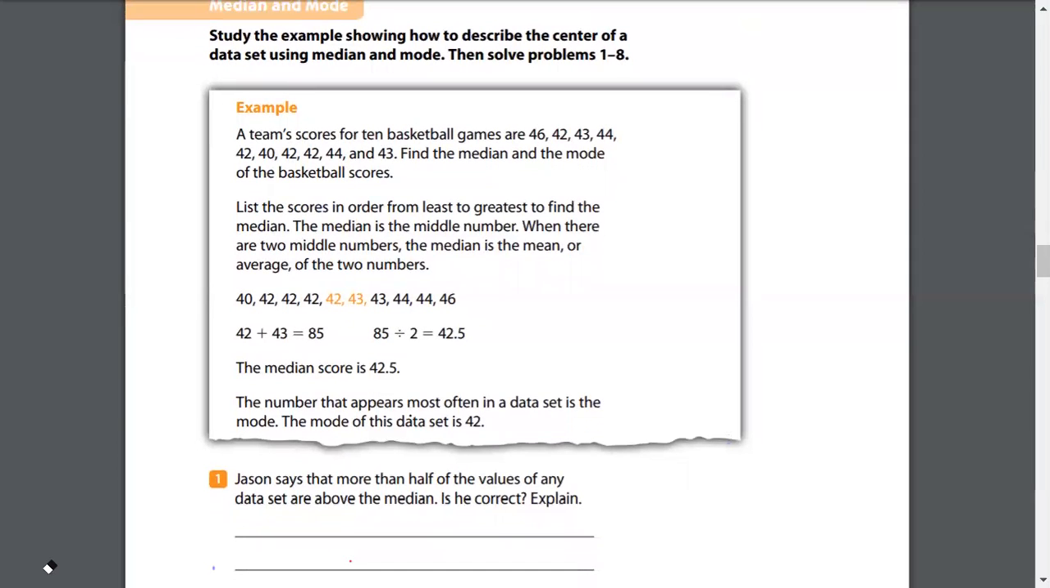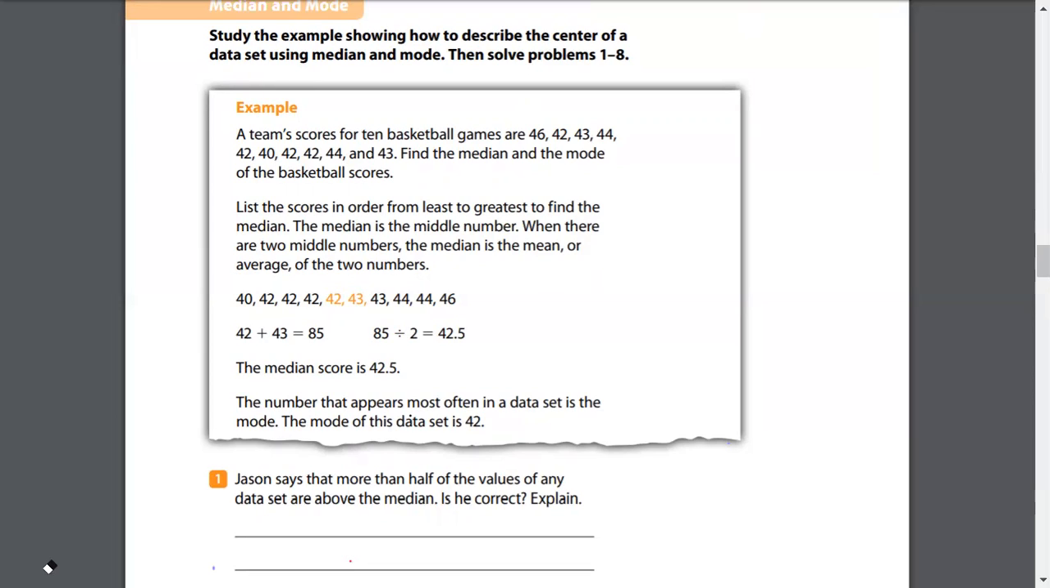All right. A team's scores for 10 basketball games are 46, 42, 43, 44, 42, 40, 42, 42, 44, and 43. Find the median and the mode of the basketball scores. Well, the first thing, before we even look at the answer, we need to go back to our definitions of median and mode and think about what that means.